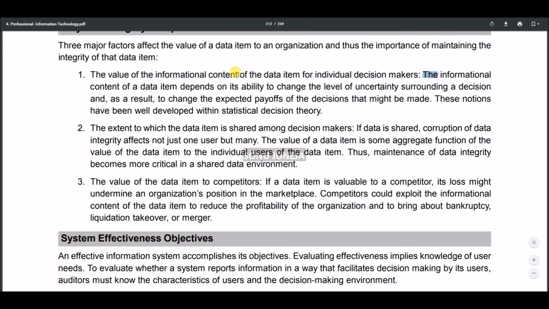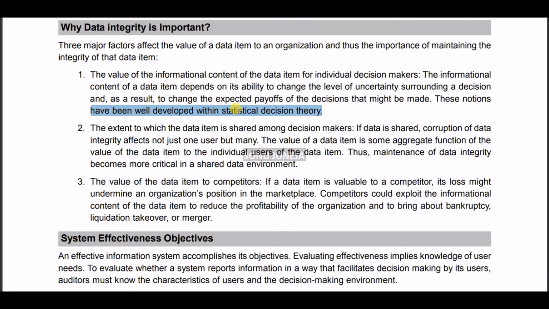So the information content of a data item depends upon its ability to change the level of uncertainty surrounding a decision, and as a result change the expected payoff of the decision that might be made. These notions have been well developed within statistical decision theory. Statistical theory, obviously business is all about stats, economics, and the business studies we've been through.